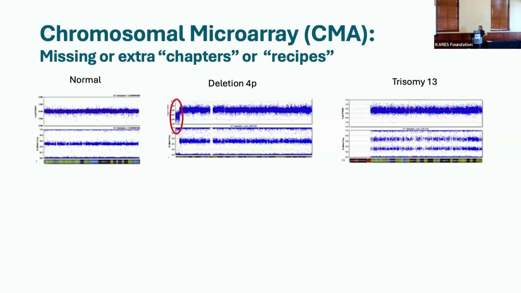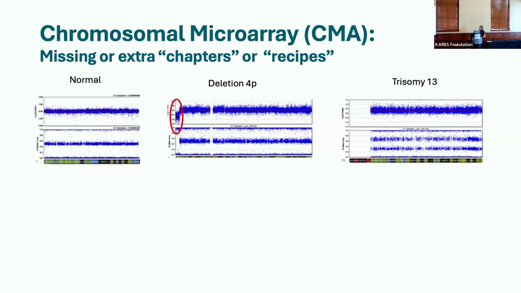And so this is just a picture of what that data looks like, where this shows a normal chromosomal microarray, and this blue line represents to us when we're looking at it that there's the normal amount of genetic material. This is just an example of a deletion of part of chromosome 4. You can see this little blue line here is a little bit lower. So when we're looking at that in the laboratory, we know that's a missing part of chromosome 4.